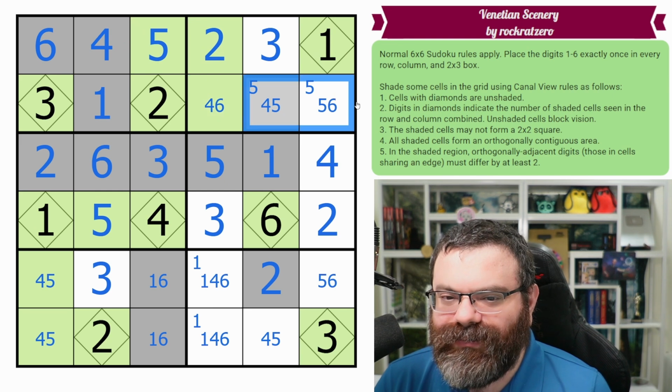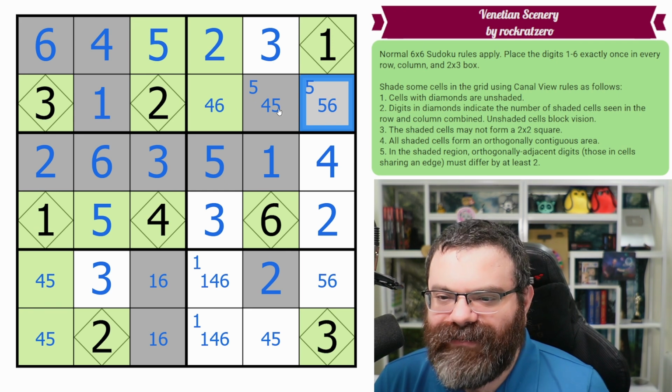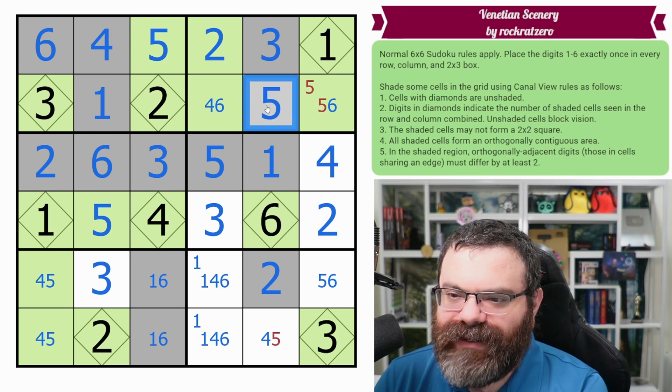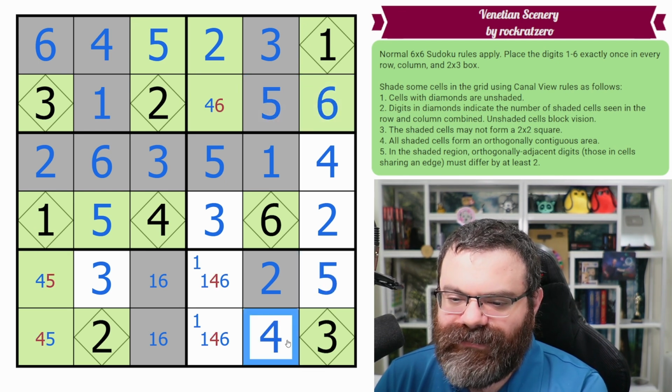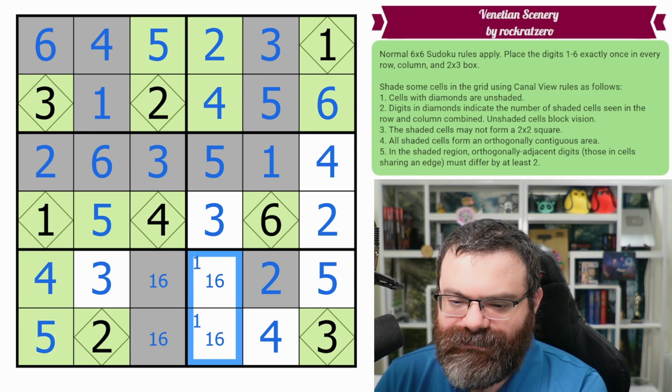Or even the row. 5's in one of these two. If 5's in one of these two, then they can't be non-consecutive because the 5 is going to join a 4 or 6. So this has to be unshaded. That does shade this cell. And that 3 does make this a 5. And that's now a 6. That gives a 5 and a 4 here. That gives a 4 here. We get 4 and 5 here. These are not 4s.